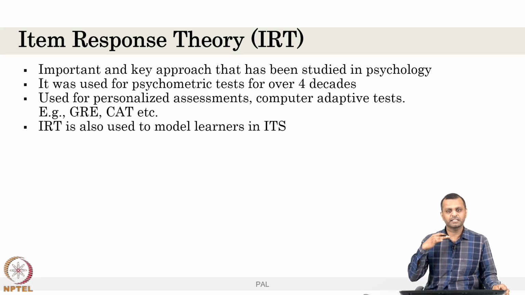If the student answers the question correctly, the next question will be more difficult. If the student is not able to answer a more difficult question, the next question can be easier. So arranging the adaptive questions is done by item response theory. It's used in GRE and TOEFL exams, and it's also used in modeling learners in ITS.